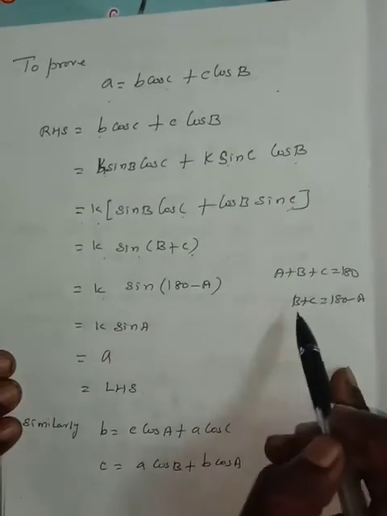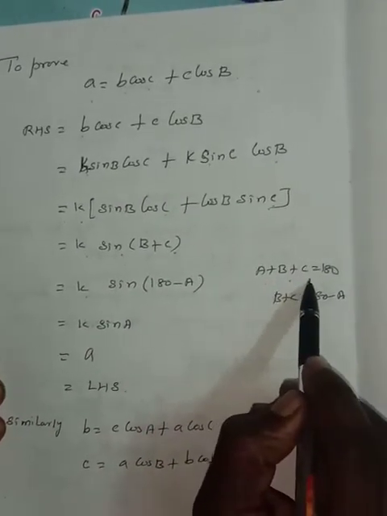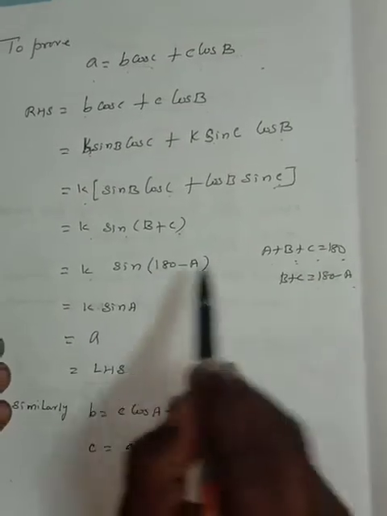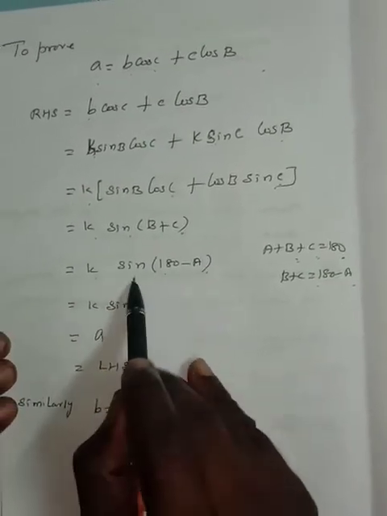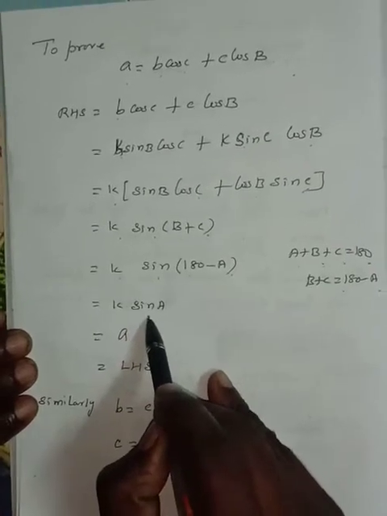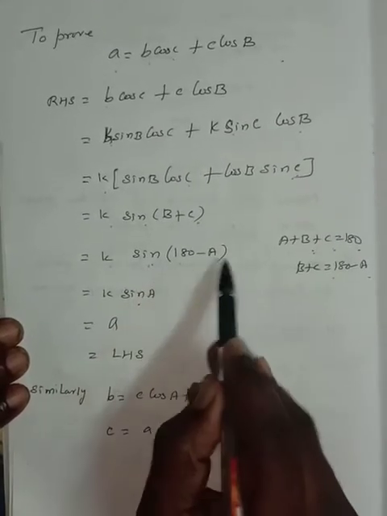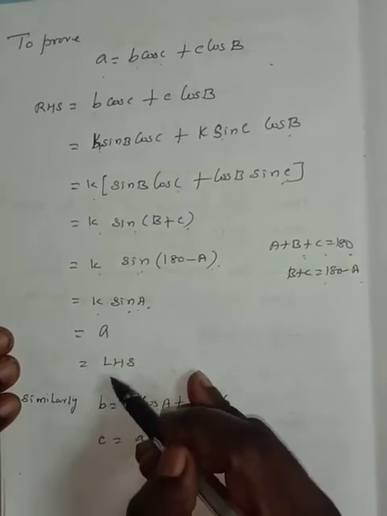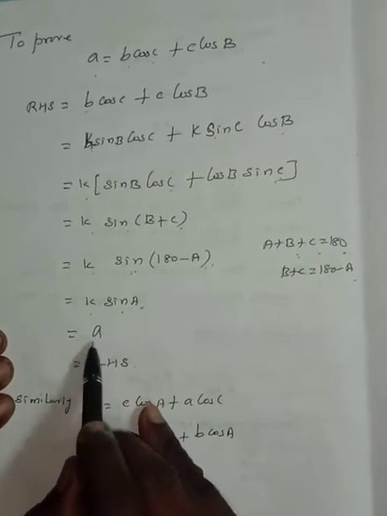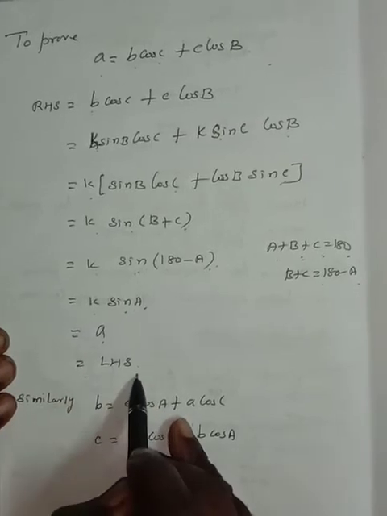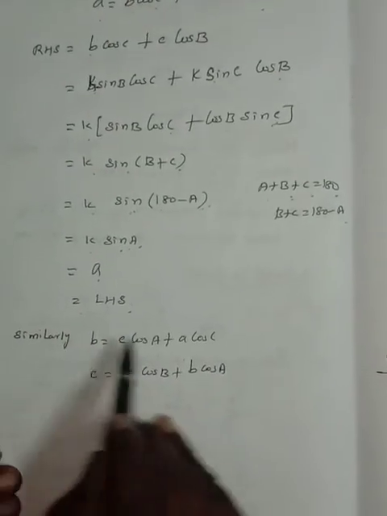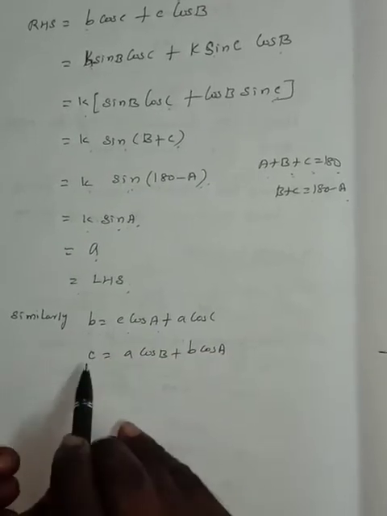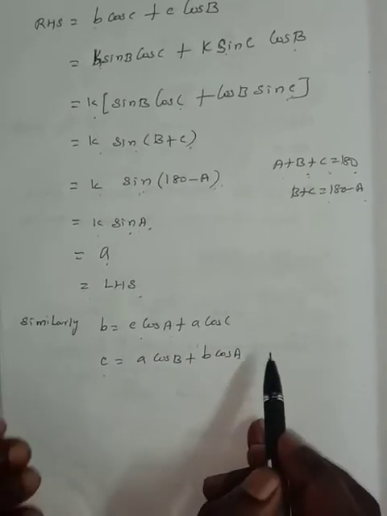We know that A + B + C = 180 degrees. So B + C = 180 - A. Therefore, sin(180 - A). Sin(180 - theta) is sin theta. Therefore, sin(180 - A) is sin A. So k sin A is the already known result, side a, which is the LHS. Similarly, we can prove b = c cos A + a cos C, and c = a cos B + b cos A.